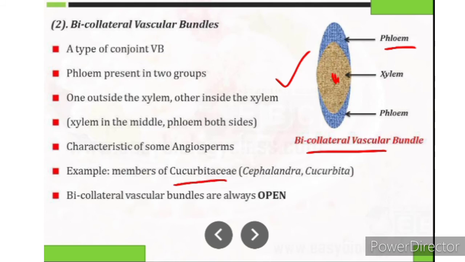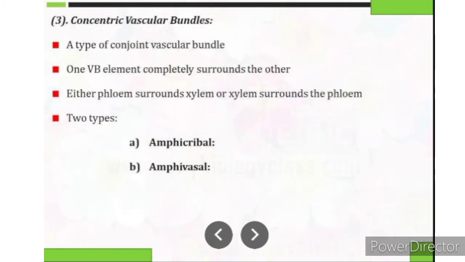In such type of vascular bundle we found two cambium rings. One is the xylem and phloem which are present towards the outer side, and the xylem and phloem which are present towards the inner side. Here two types of vascular cambium are present, so such type of vascular bundles are known as bicollateral vascular bundle. We have to remember one point that bicollateral vascular bundle is always open type. Okay, then we discuss the concentric vascular bundle.